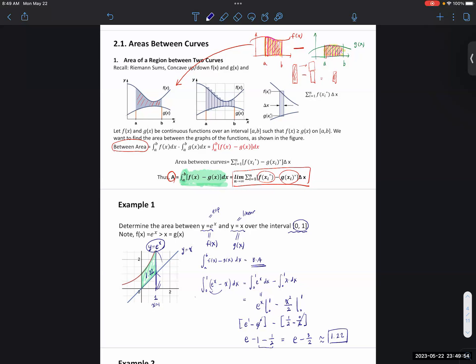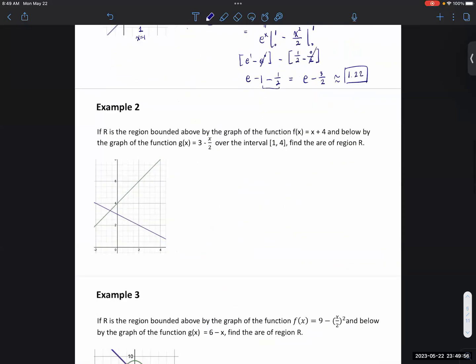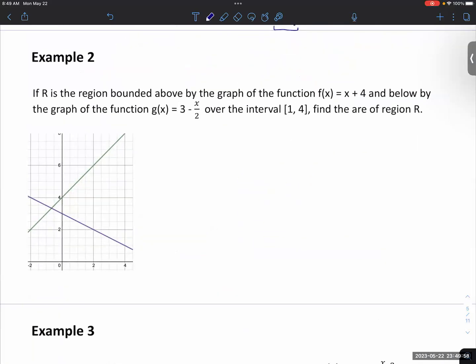So let's take a look at number 2. Here we go. Same question. We are looking for the region bounded above by the graph of the function. There are two functions given. One is f of x equals x plus 4. Another one is g of x equals 3 minus x over 2. So we need to check that the f of x height is greater than g of x. So let's check it out.